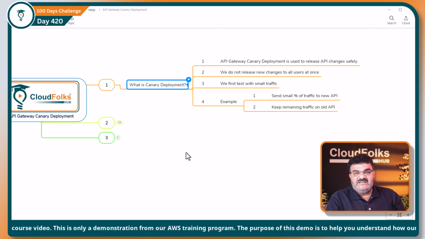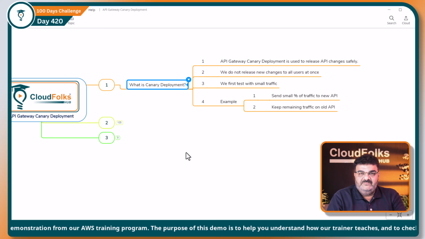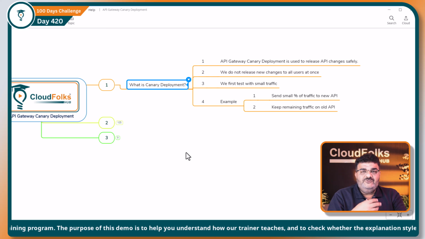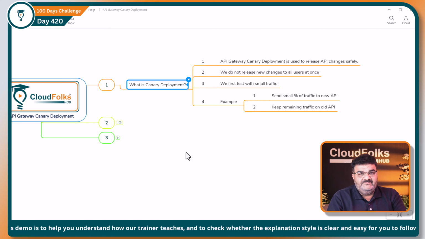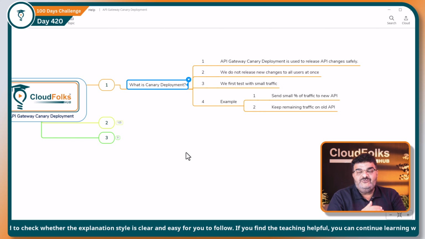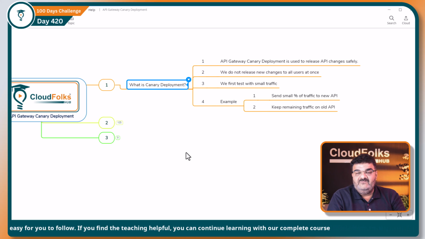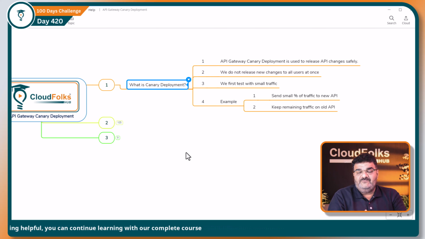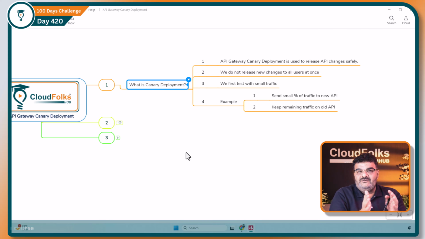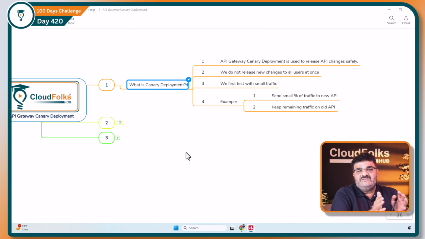Let me give you an example. We all are using WhatsApp, right? Now WhatsApp releases new features every week, every month. Whenever they are going to release a new feature, they are not going to release it to 100% of their users. Why? Because if the feature has some issue related to performance or anything else, it will affect 100% of their users. So what they do is test this with a small percentage of their users.